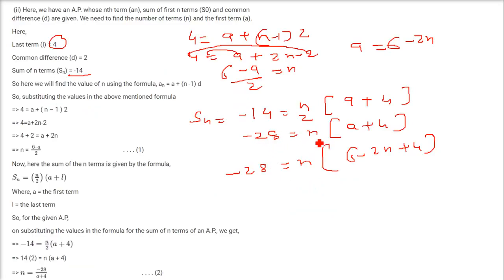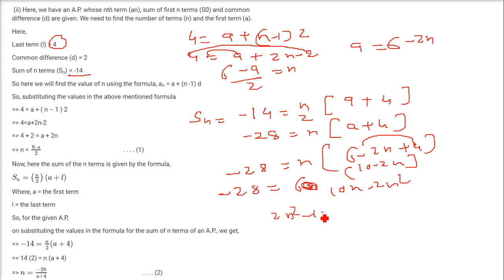So minus 28, n, a plus 4a we have written as 6 minus 2n. Minus 28 will be equal to 6n. Let me first make it as 6 plus 4 is 10. So 10 minus 2n it is. So this will be 10n minus 2n square. So take everything here: 2n square minus 10n plus 2n square. This goes here, minus 10n and minus 28 equal to 0. So divide by 2, so n square minus 5n minus 14 equal to 0.